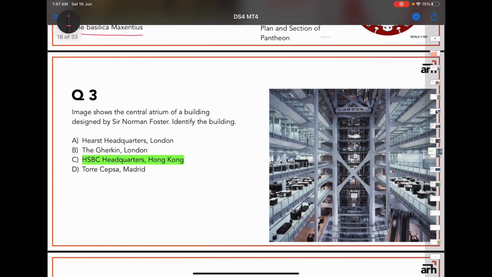Then the third question was a little advanced one, I would say. It is not a very simple question. The image was given to you. This is the image of the central atrium, and the architect's name was also given, and you had to identify the building. So all these buildings are done by Sir Norman Foster only, but this building particularly is the HSBC headquarters, which is also known as HSBC main building, which is located in Hong Kong.